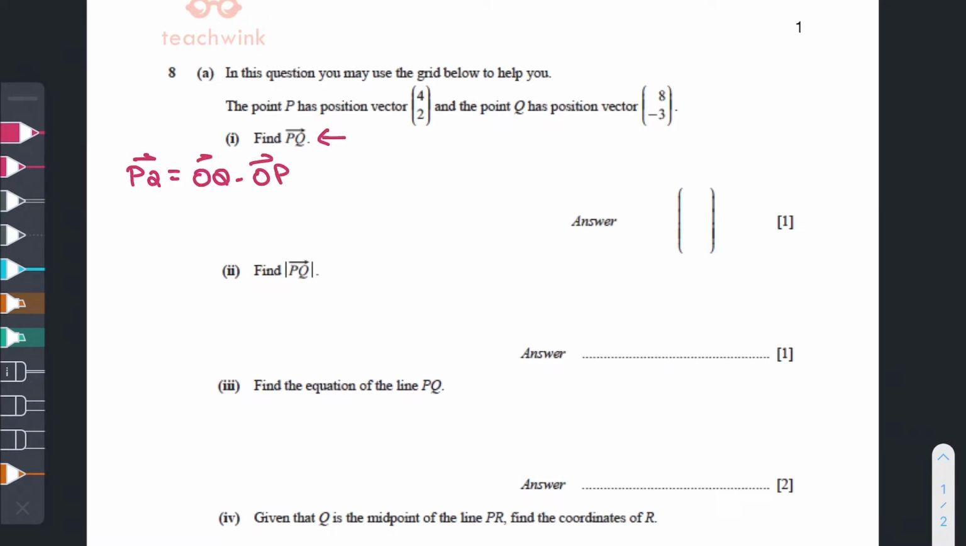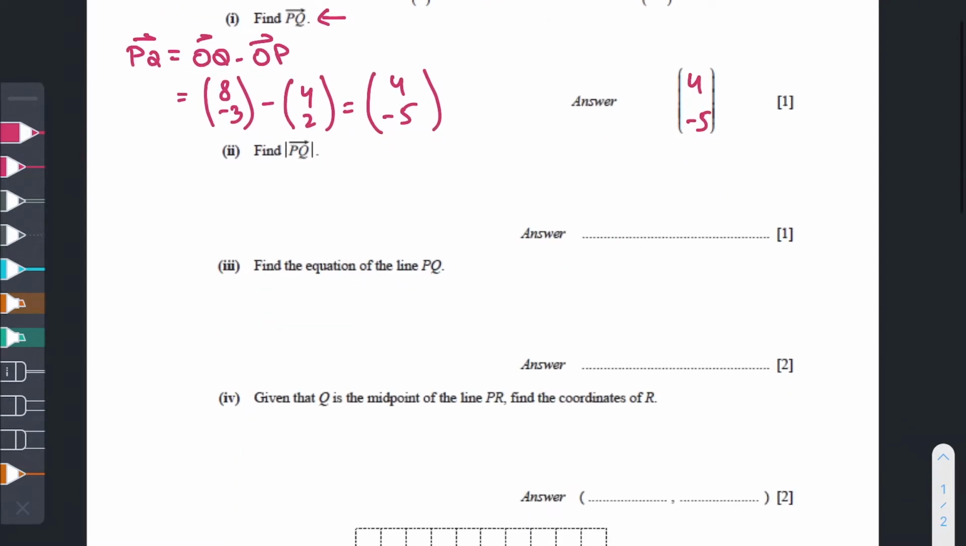When you do this, the value of OQ is (8, -3) because that's the position vector, minus the value of OP, which is (4, 2). When you solve this, you get 8 minus 4, you get 4, and -3 minus 2, you get -5. These are the values of the x and y coordinates for the column vector of PQ. So you write them over here, (4, -5).